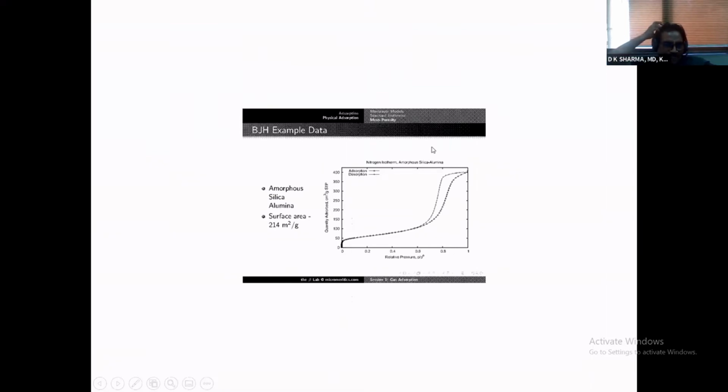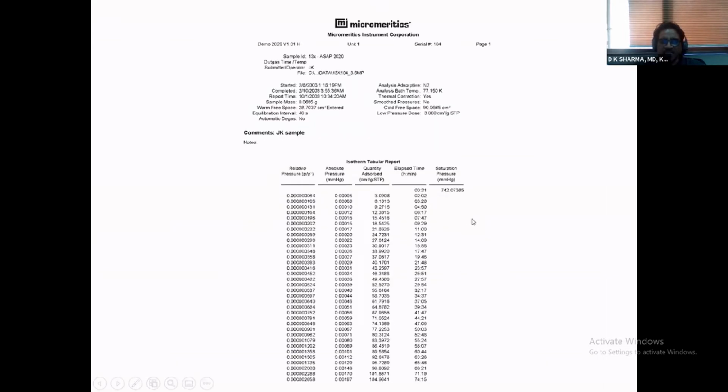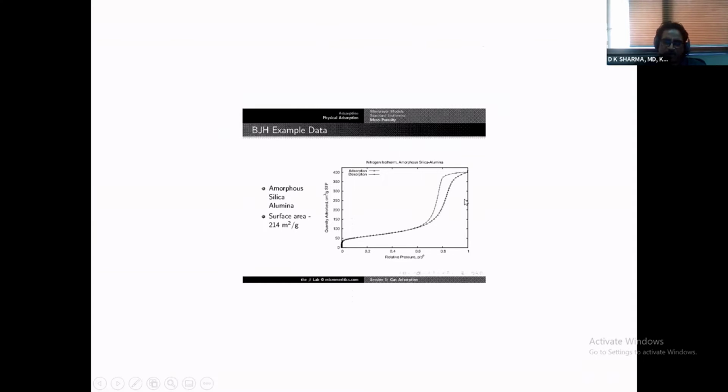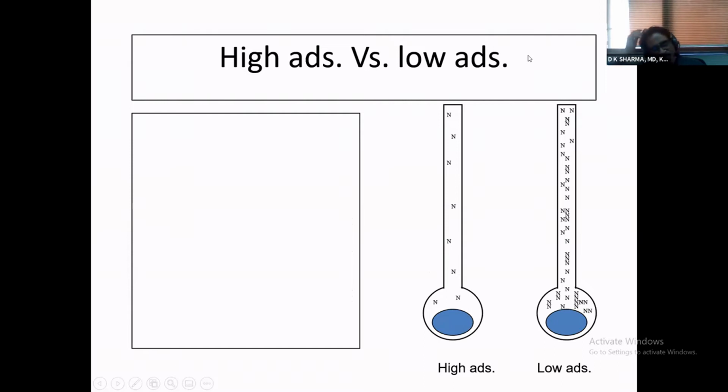Typical results will look like this. So this is basically what comes out of the instruments, a typical isotherm. I'm not mentioning what this material is and other things, but this is how a typical isotherm will look. In tabular form, it will look like this, and basically as a graph, it will look like this. Just a couple of things I want to mention.